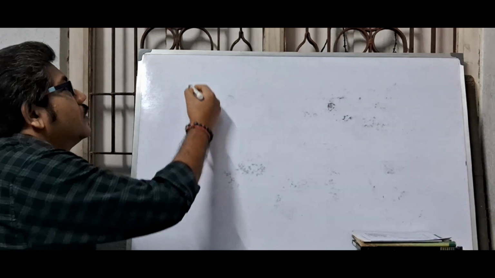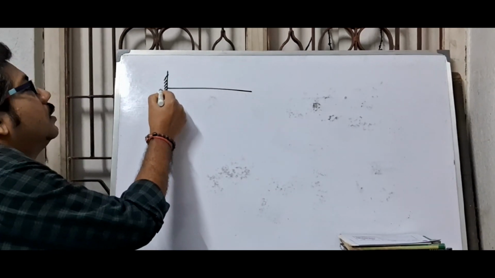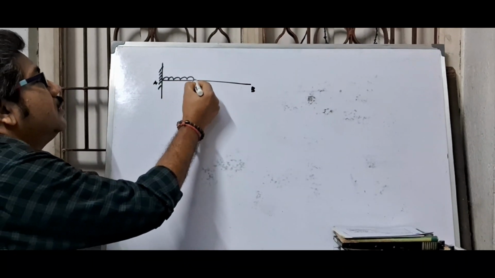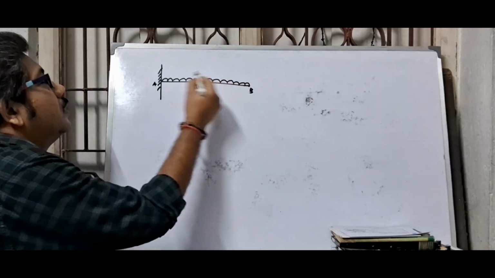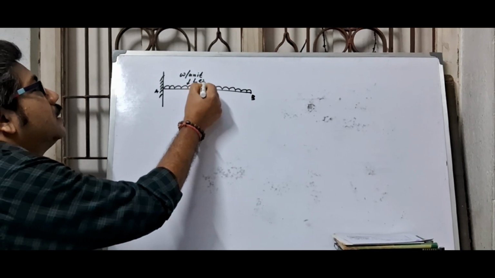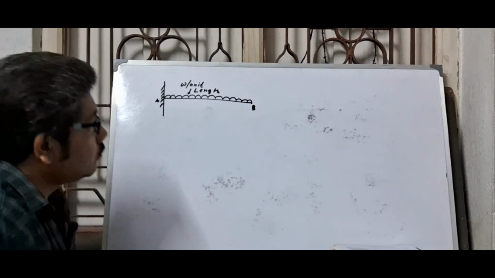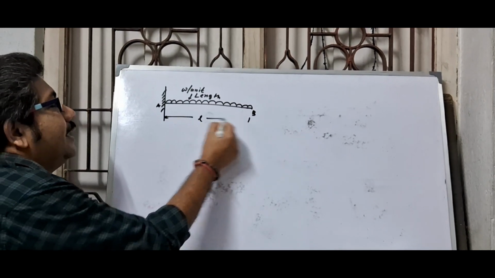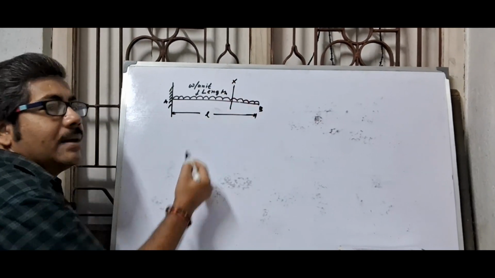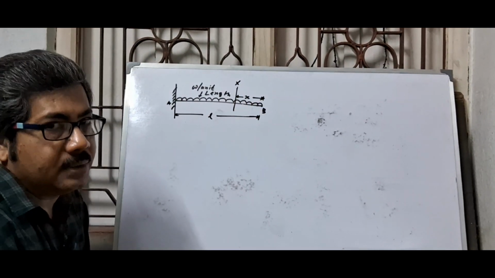At first, a cantilever beam of length AB carrying UDL omega per unit length over its whole length L. At first consider a section X at a distance small x from the free end B.